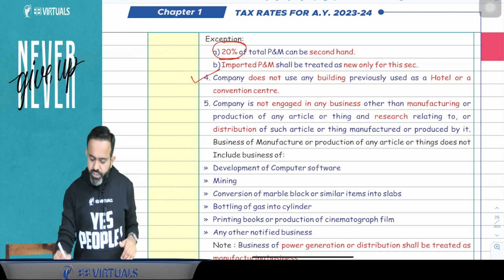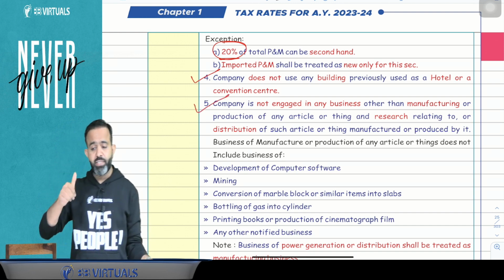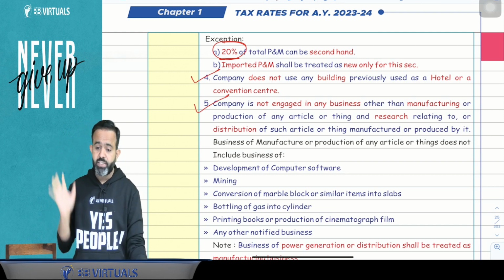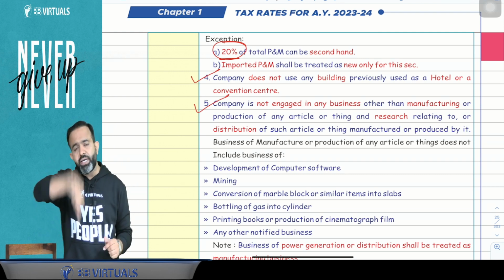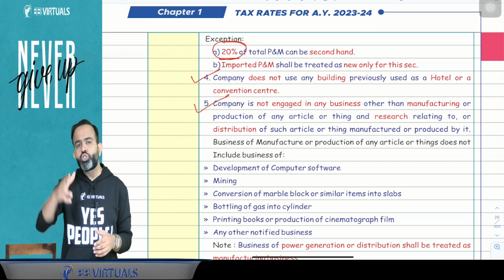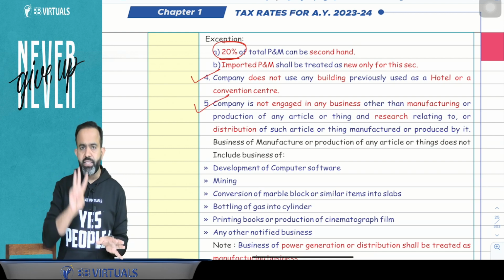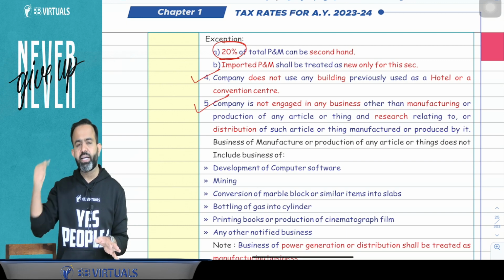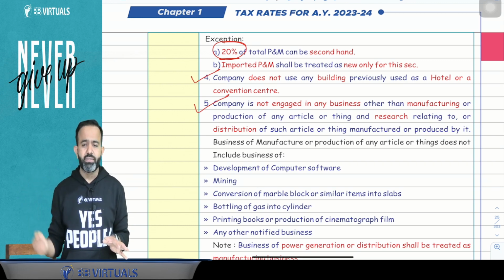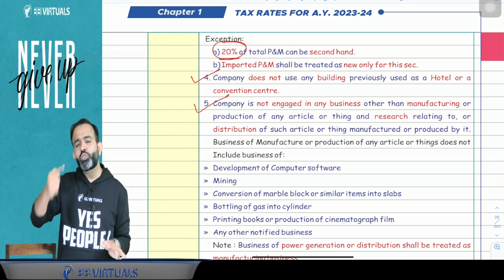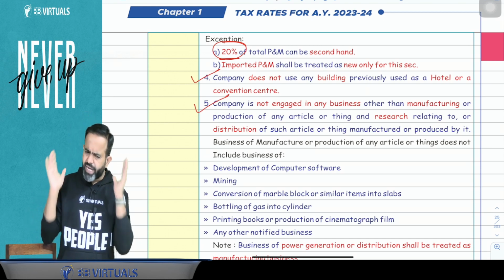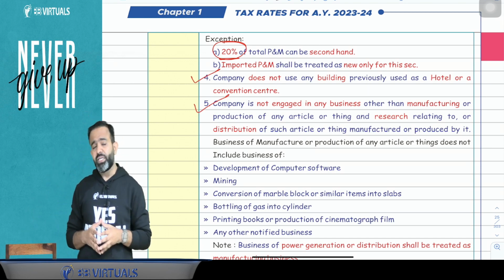Now, one more condition, that company should be engaged in the manufacturing business. Means company should be engaged in manufacturing business as well as the research related to that business as well as the distribution of product produced by that company. So company should be engaged in only this activity. One is the manufacturing business, second is research and development related to that business, and third is distribution of product produced by that company. Only that activity should be done by that company.